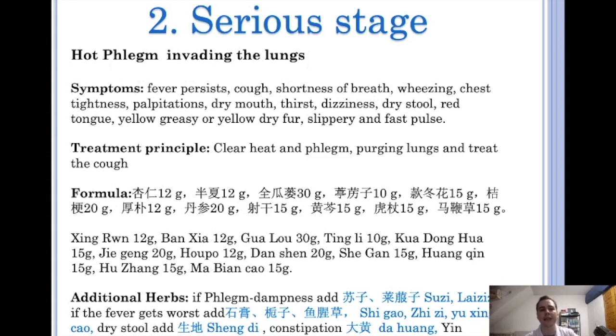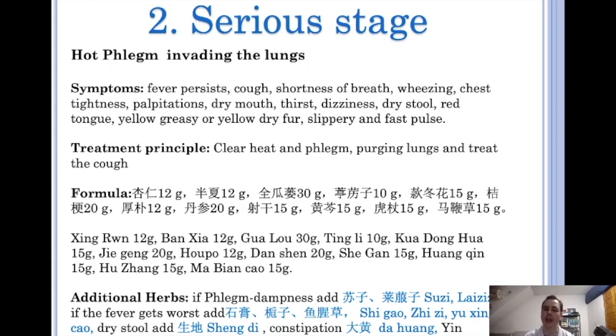Okay, usually the patient is showing symptoms of fever, coughing for sure. Okay, the patient is going to cough a lot. Shortness of breath, that's also for sure. Some patients will feel palpitations, or oppression in the chest, dry mouth, thirst, dizziness, dry stools, red tongue, the same, yellow greasy or yellow dry, it's really important. The pulse is slippery, remember there is dampness, and fast, because there is hot also at the same time.